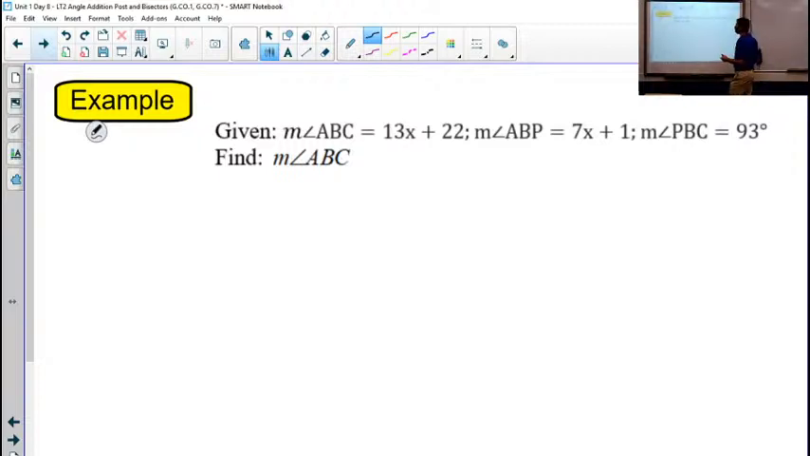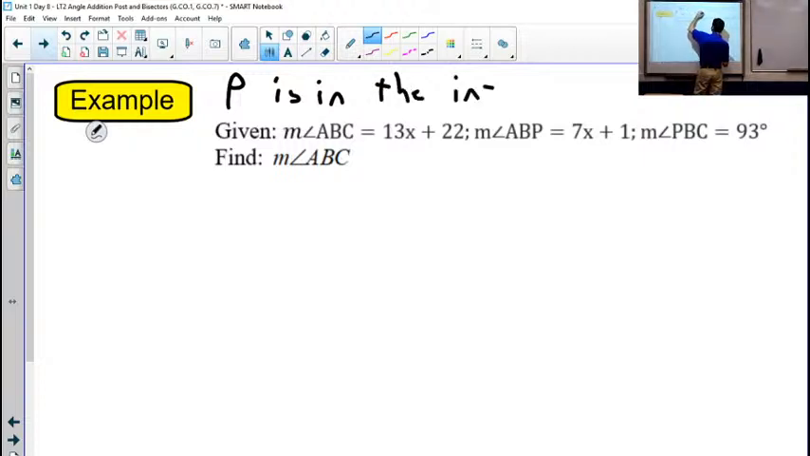So I'm going to tell you something similar here. It's going to tell you that P is in the interior. You don't need to write this down because this is in the directions. It should say something like P is in the interior of angle ABC. So I'm going to tell you the exact same thing that I said with the segments. Don't start by drawing P. Start by drawing angle ABC and then put P inside of it. So let's do that. I'm going to make my angle a little bigger this time.